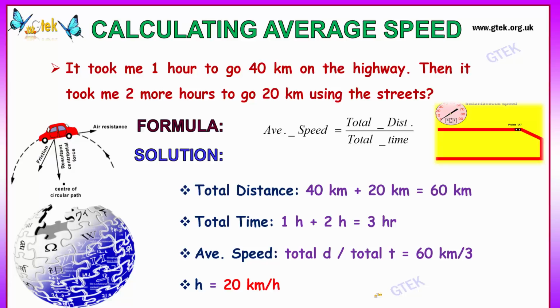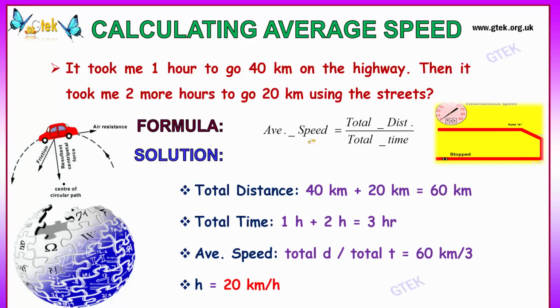We'll see a small typical example of average speed analysis. It took me 1 hour to go 40 kilometers on the highway. Then it took me 2 more hours to go 20 kilometers using the street. So your car is moving. I need to calculate the average speed.